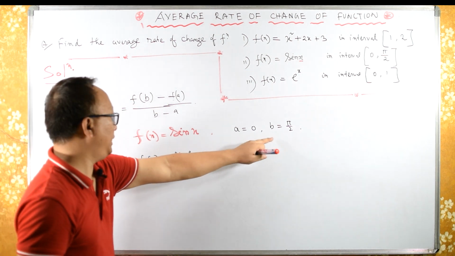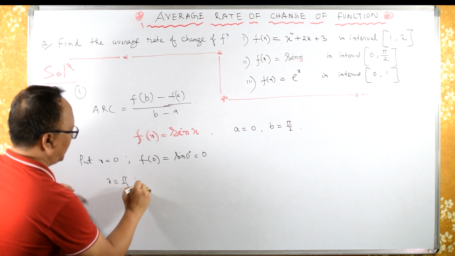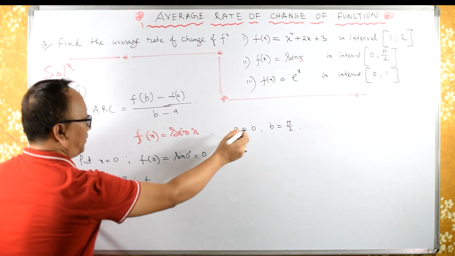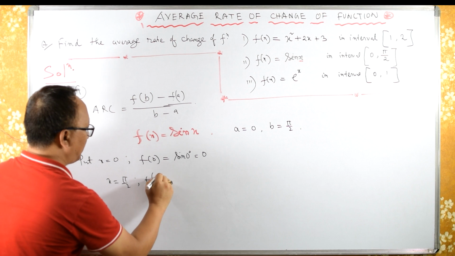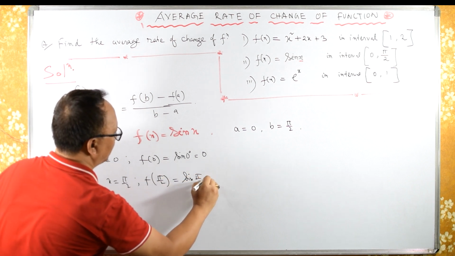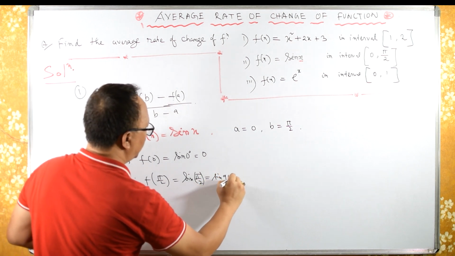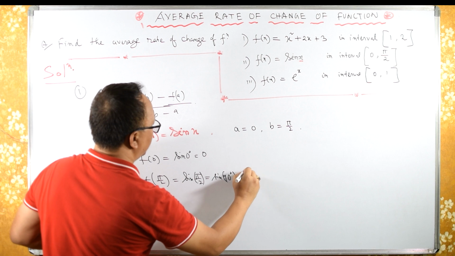Now let's substitute x equals pi by 2. Here f of b means f of pi by 2 equals sine of pi by 2. Sine pi by 2 is the same as sine of 90 degrees, and sine 90 is 1.